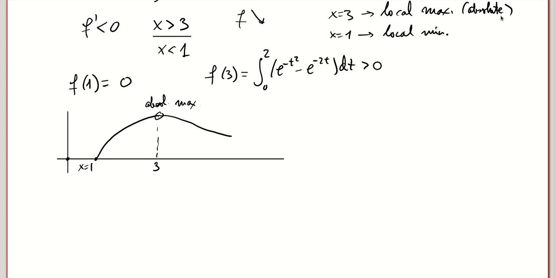But about the local minimum, everything depends on the limit of this function when x goes to infinity. Because if this function goes to a limit which is 0 or above 0, then we know that 0 is going to be the absolute minimum because the function reaches the value 0. But if this limit is negative or even minus infinity, then there is no absolute minimum. This is just a local minimum.